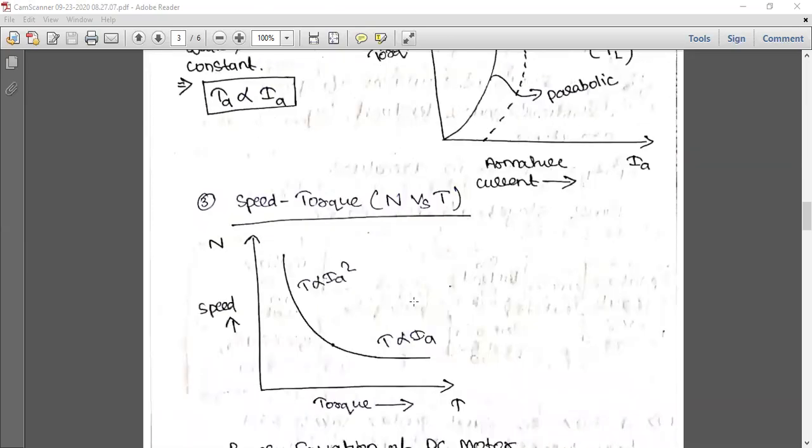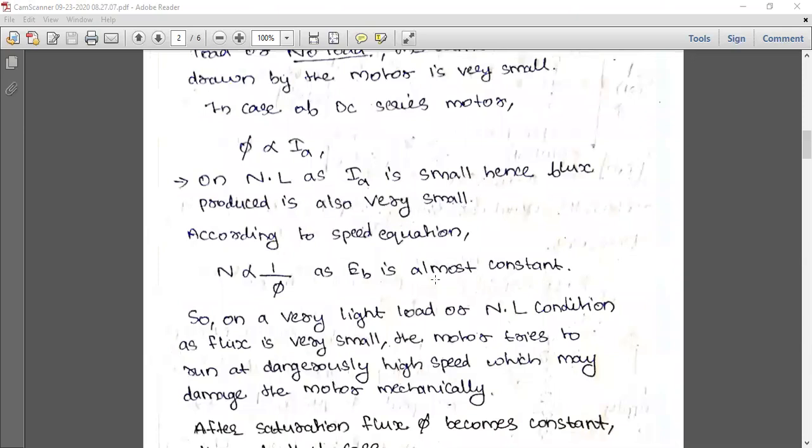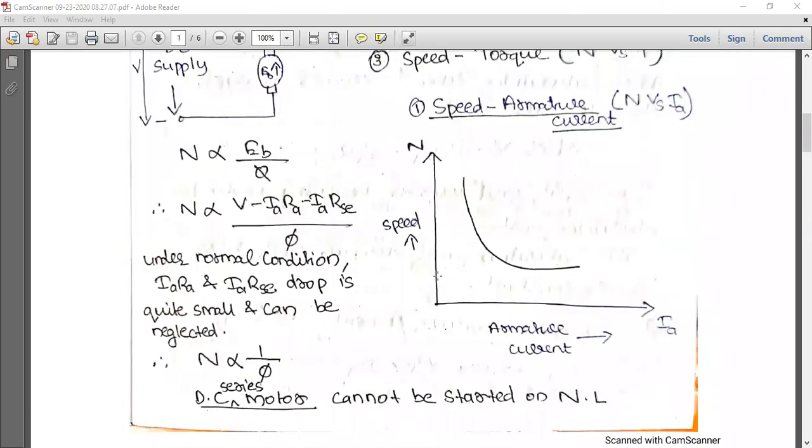Now the speed torque curve will be similar to the shunt curve. The speed torque curve will be similar to the speed armature curve. Why? Because armature current is proportional to torque. TA is proportional to IA, so the speed armature current curve and speed torque curve will be the same, and the explanation is also the same. We just have to write extra that TA is proportional to IA. That's why they are the same.